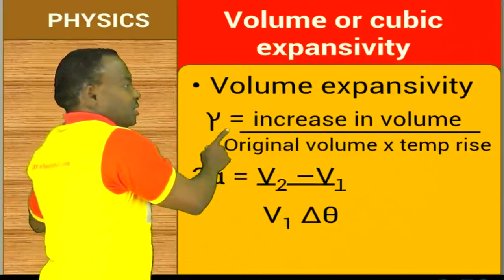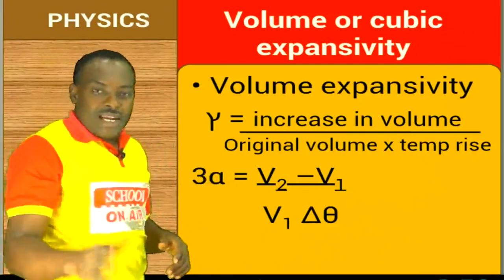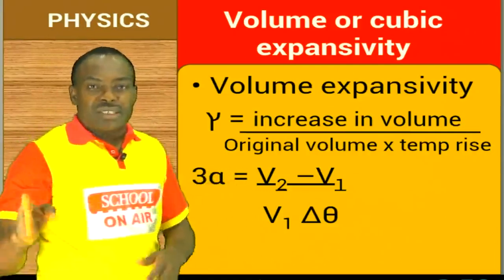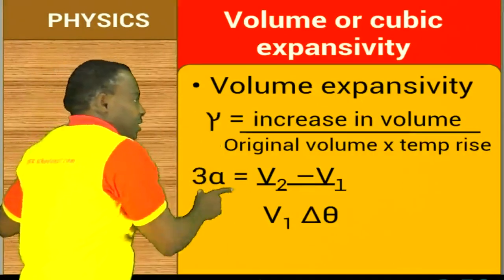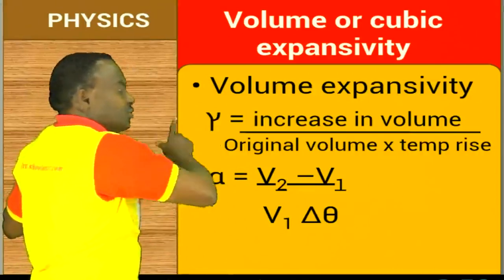And volume expansivity is 3 times linear expansivity. Area expansivity is 2 times linear expansivity. Volume expansivity is 3 times linear expansivity. That's why we are representing gamma here with 3 alpha. So if you are given alpha in a question, you multiply by 3, it gives you what?